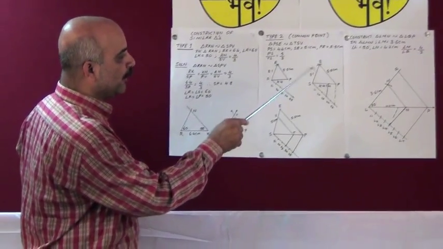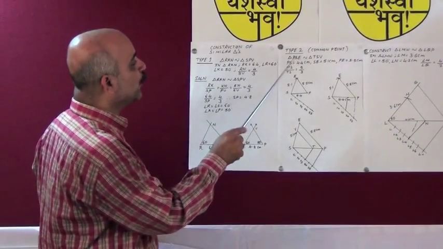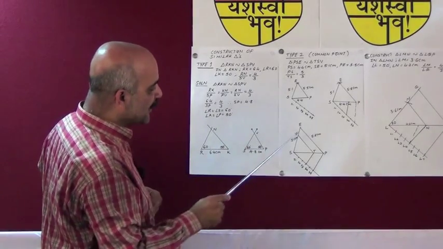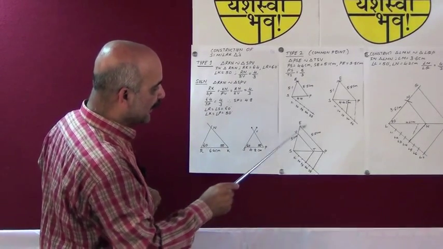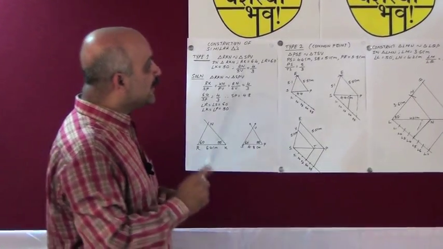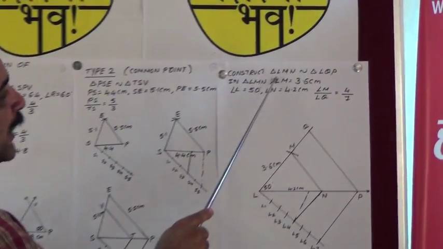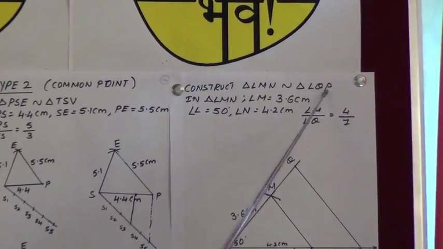From this point we join a parallel line. That becomes the third part. So you see here triangle PSE, this is the triangle, and TSV. Same way, I have taken one more sum here for your observation. Construct triangle LMN and triangle LQP.